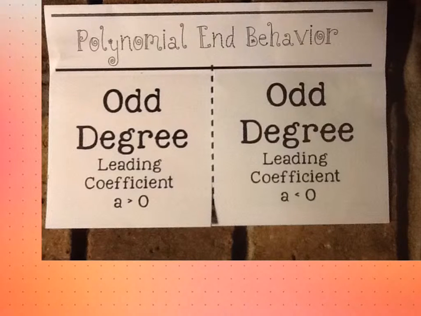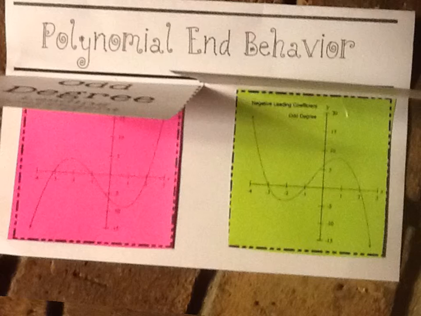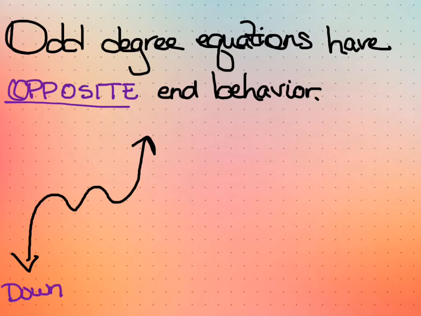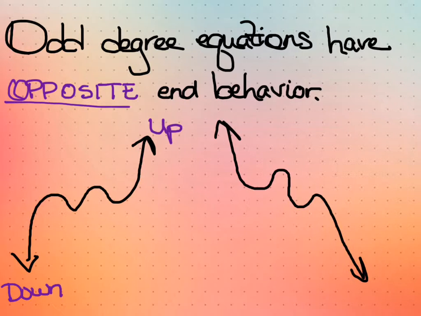Alright, so let's take a look at odd degree. And again, you'll notice that we have the leading coefficient is greater than 0 and less than 0. And we have a couple graphs under there. Let's take a look. So odd degree equations have opposite end behavior. So if we look at this, the left side's going down and the right side's going up. That's opposite. In like manner, the left side's going up and the right side's going down.